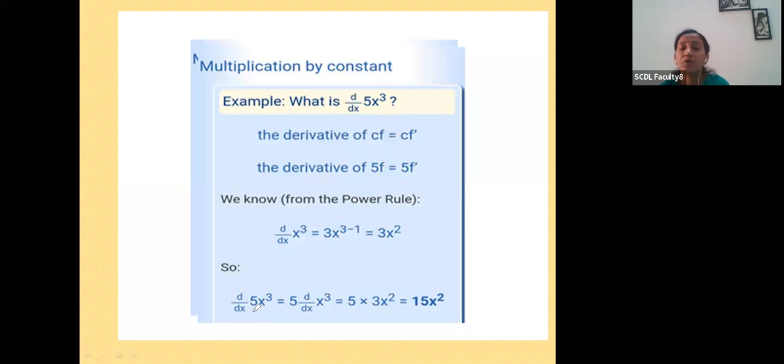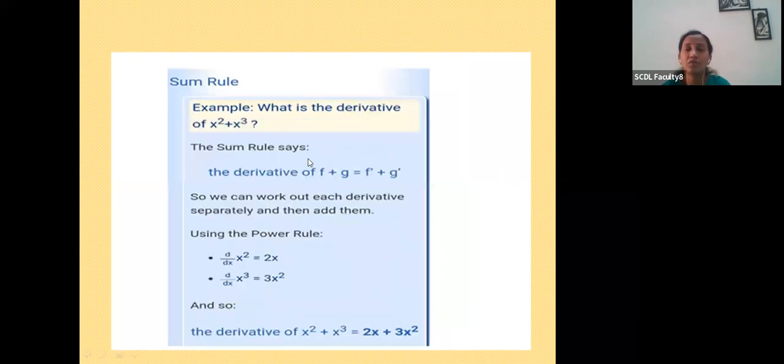When the derivative of 5x cube is given, this 5 we have to keep outside, as it is represented in our formula. Like the product rule, if you observe, 5 times d by dx of x cube. We know the derivative of x cube is 3x square, which is multiplied by 5. So our answer will be 15x square. This way, when a number is given with x cube, you find the derivative.